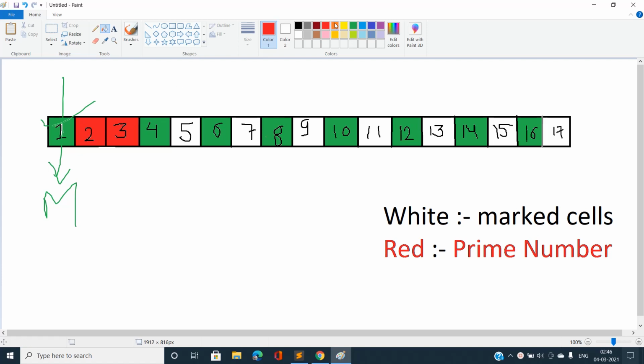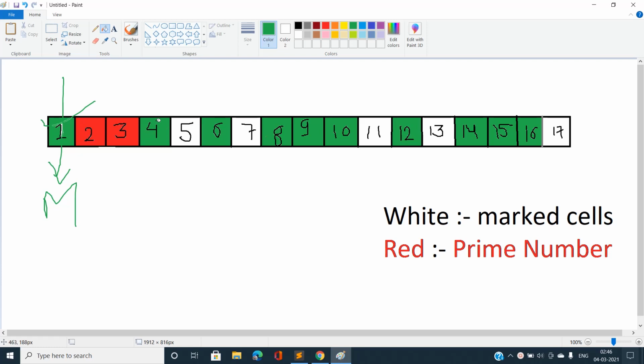So what are the proper multiples of 3? It is 6, which is already marked as composite, and again 9. 9 is not marked as composite, so I'm going to mark it as composite. 12, 15, yes, 15 should also be marked as composite, so let's mark it. Now we have come to the end of my upper bound, that is, I have reached the upper bound. So next I am going to check which is my next unmarked number.